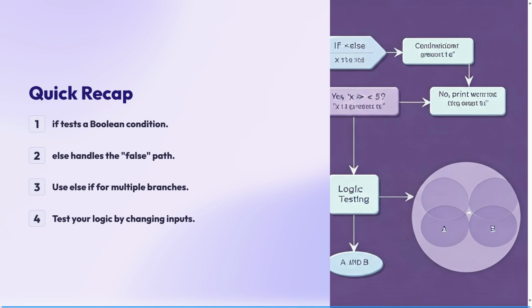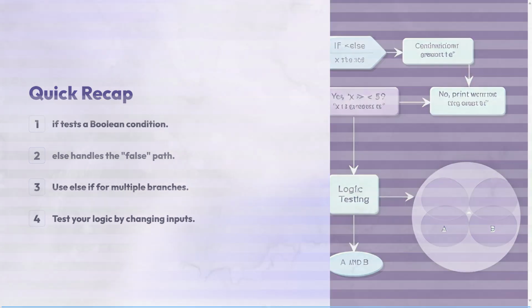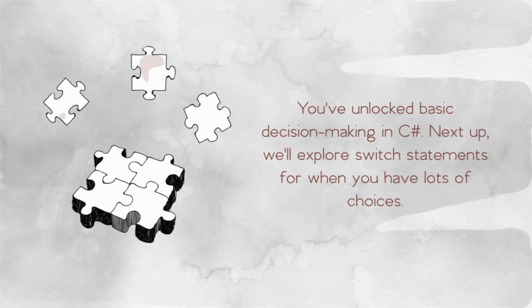Here's the quick recap. The if statement tests a Boolean condition. The else handles the false path. Use else if conditions for multiple branches. And that's a wrap. You've unlocked basic decision making in C#. Next up, we'll explore switch statements for handling multiple choices.